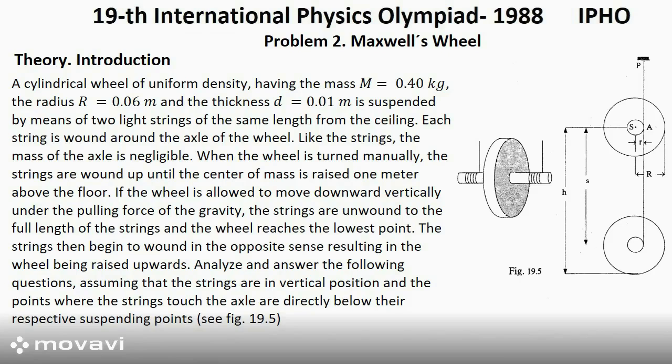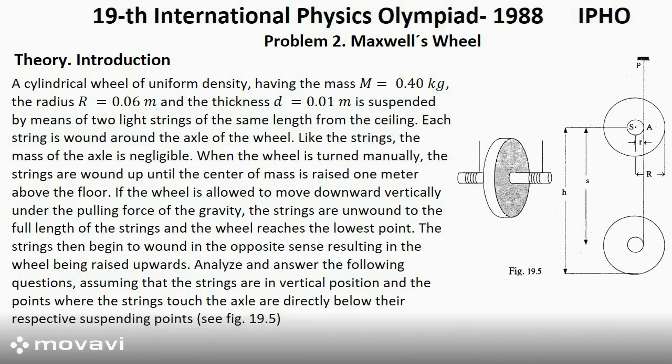Introduction. A cylindrical wheel of uniform density, having mass m equals 0.4 kilogram, radius r equals 0.06 meters, and thickness d equals 0.01 meter, is suspended by means of two light strings of the same length from the ceiling. Each string is wound around the axle of the wheel. Like the strings, the mass of the axle is negligible. When the wheel is turned manually, the strings are wound up until the center of mass is raised 1 meter above the floor.